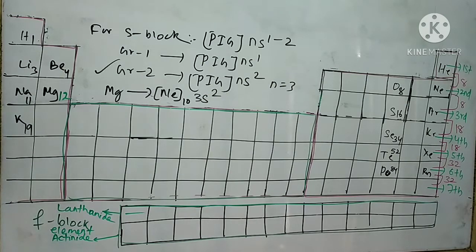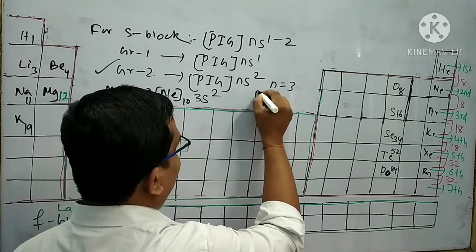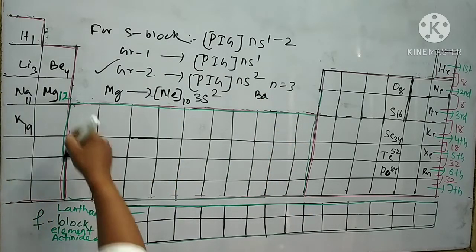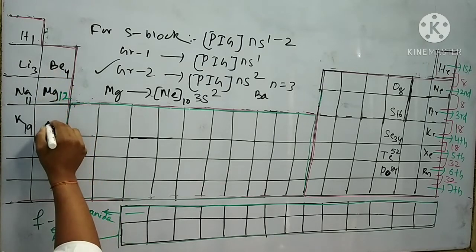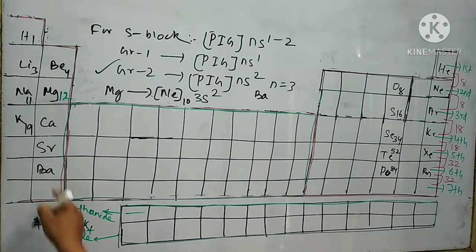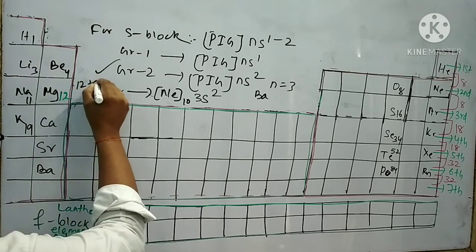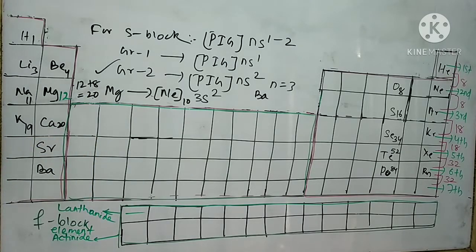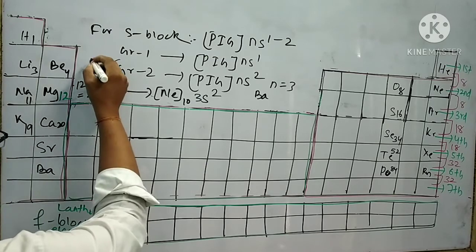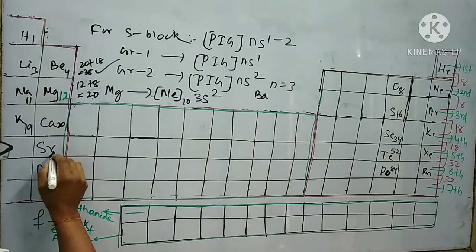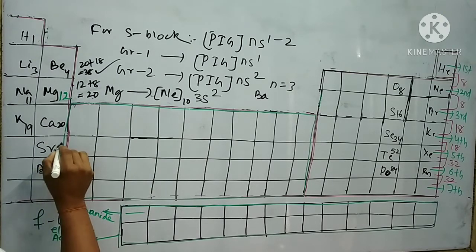Suppose I want to write the electronic configuration of barium. Barium belongs to the second group. The second group elements are beryllium, magnesium, calcium, strontium, barium. Calcium belongs to the fourth period, so the atomic number is 12 plus 8, that is 20. Strontium belongs to the fifth period, so the atomic number of strontium is 20 plus 18, that is 38. So here I can write the atomic number of strontium is 38.